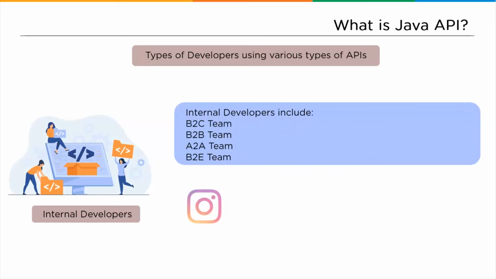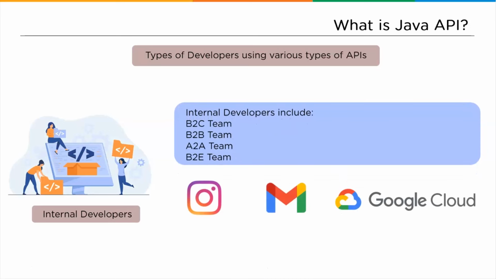So internal developers majorly include B2C teams, B2B teams, A2A teams, and B2E teams. Some of the major companies that provide the internal APIs are Instagram, Google Mail, and Google Cloud Virtual Machines.